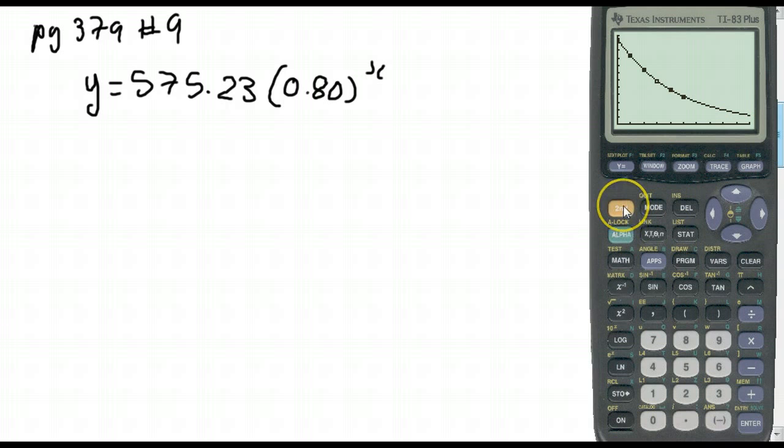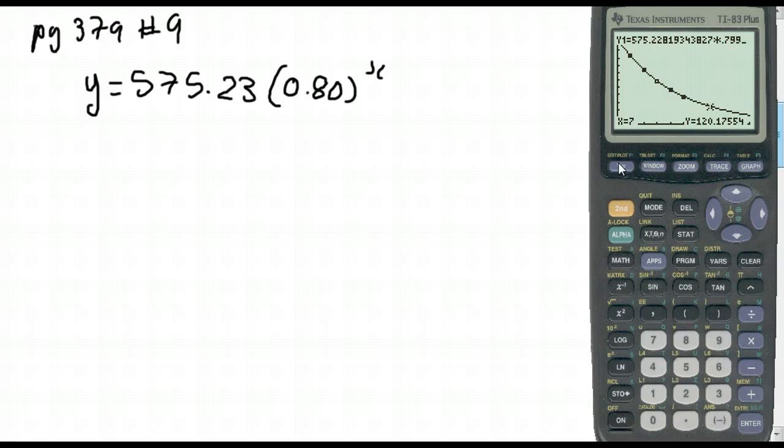So if I wanted to know what would the population be at 10 or 7 years, let's say, I go second calc, value, x is 7. Okay, and that's going to be more accurate than putting a 7 in here, since the calculator is using its full accuracy. You can see how accurate this is up here.